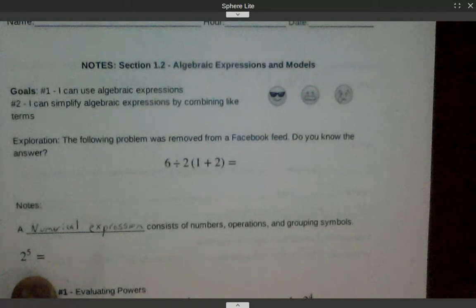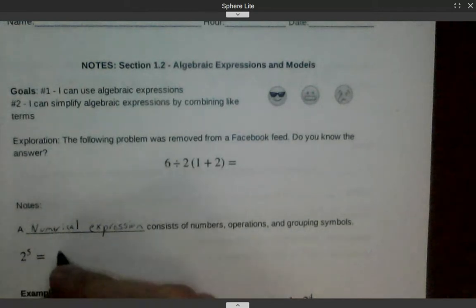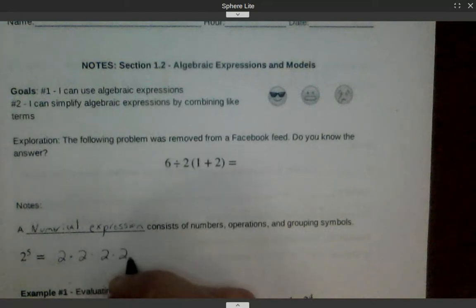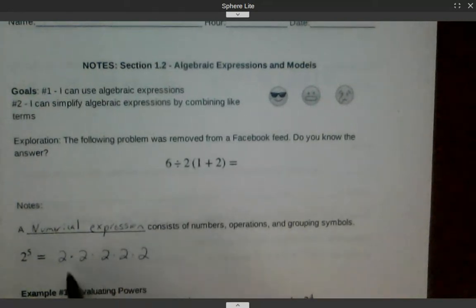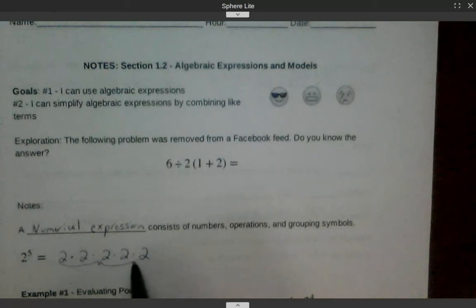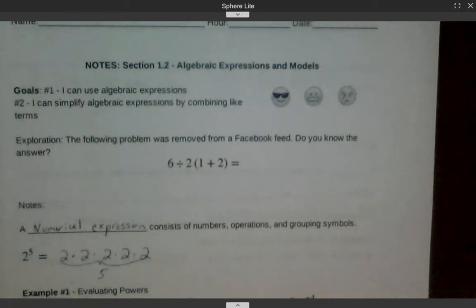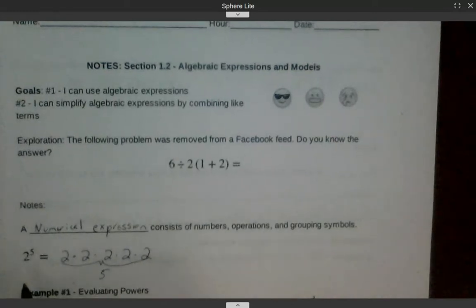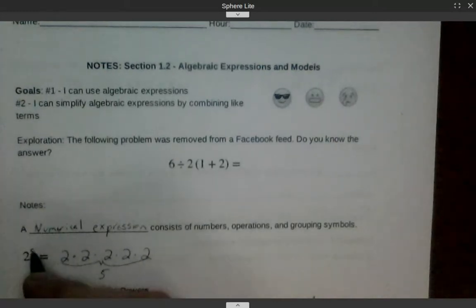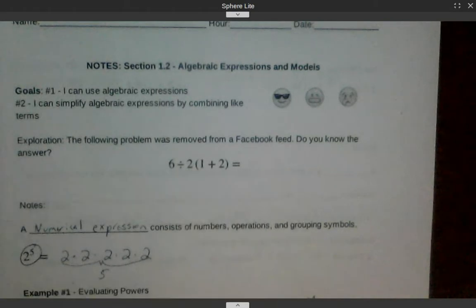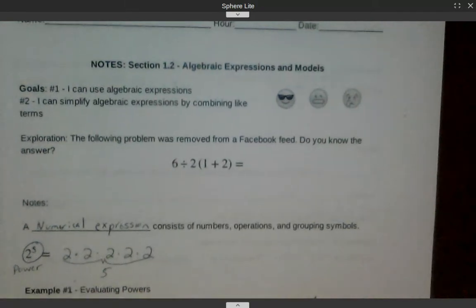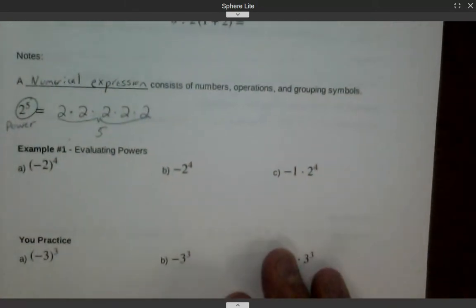If I have 2 to the 5th power, this is the same thing as saying 2 times 2 times 2 times 2 times 2. You'll notice I just wrote 2 five times. This whole thing, 2 raised to the 5th power, all put together is a power. So if you have 2 raised to the 5th power, that is a power.